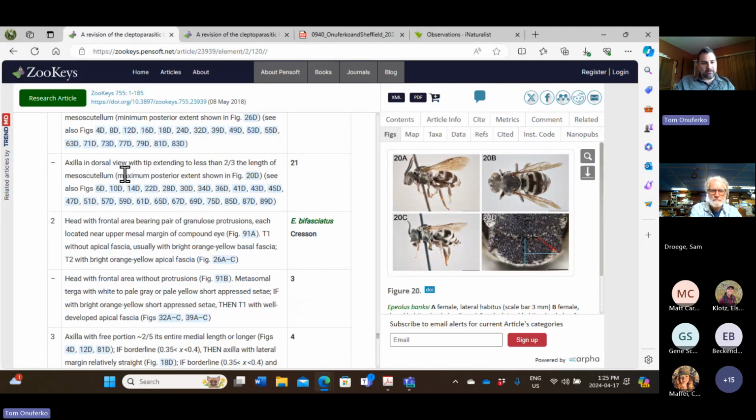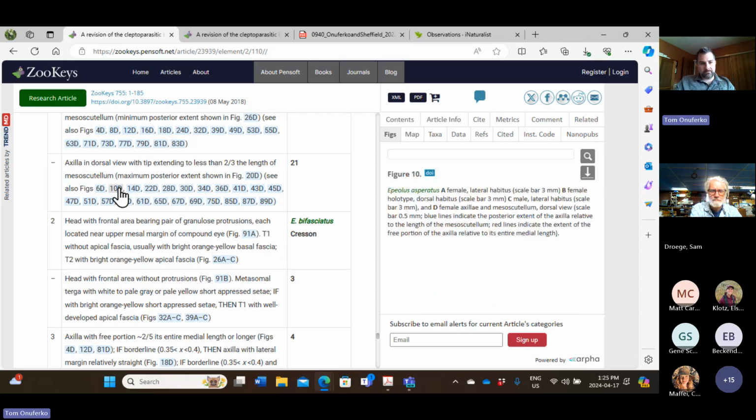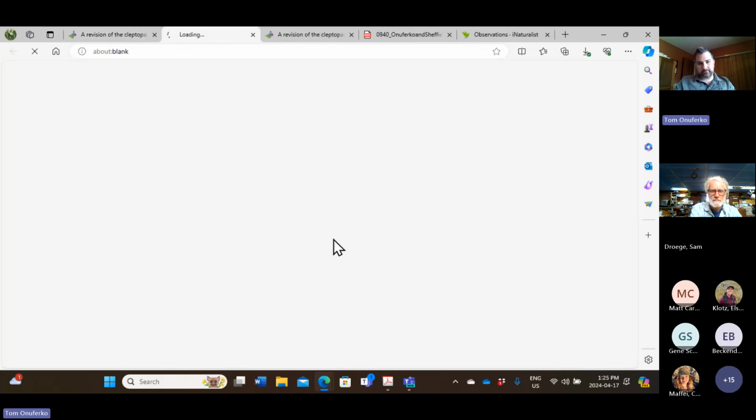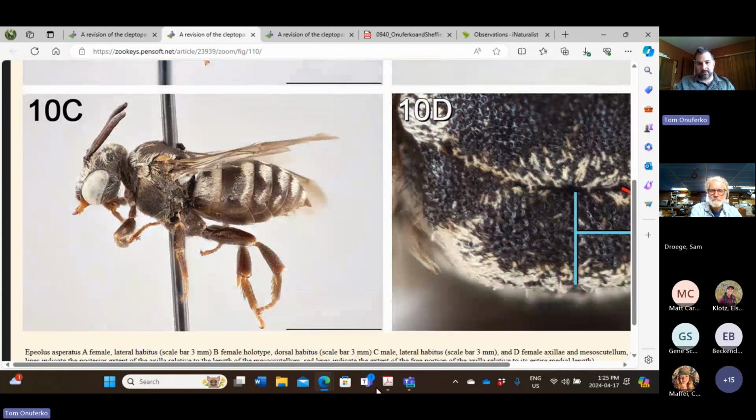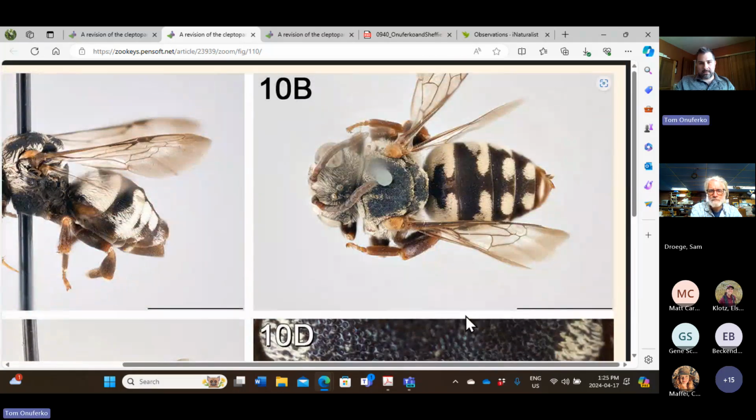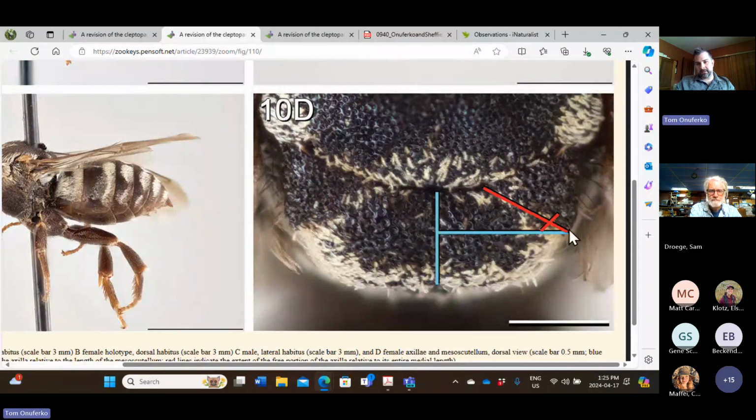But there are examples of axillae that are clearly much shorter than that. So in this species, Epeolus asperatus, it doesn't even extend past the mid-length of the scutellum.